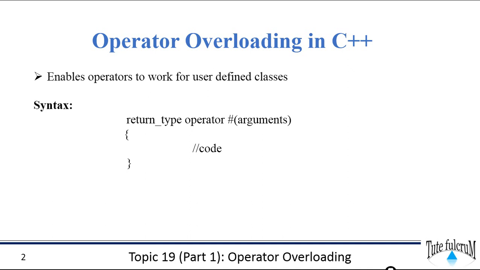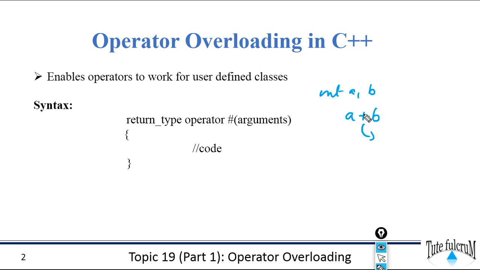So what is operator overloading? In C++, we can make operators work for user-defined classes. This means C++ has the ability to provide the operators with a special meaning for a data type. This ability is known as operator overloading. For example, if we had two integers a and b, we could easily do a plus b. The plus operator computes the addition of a and b.